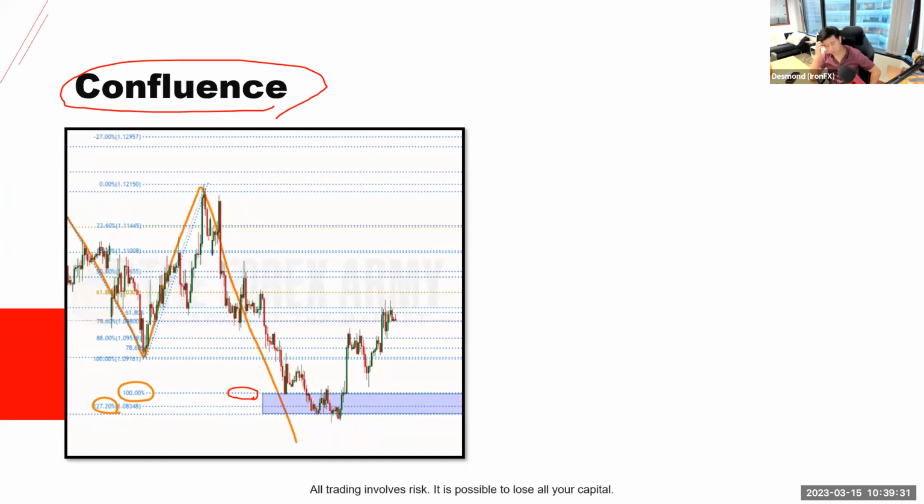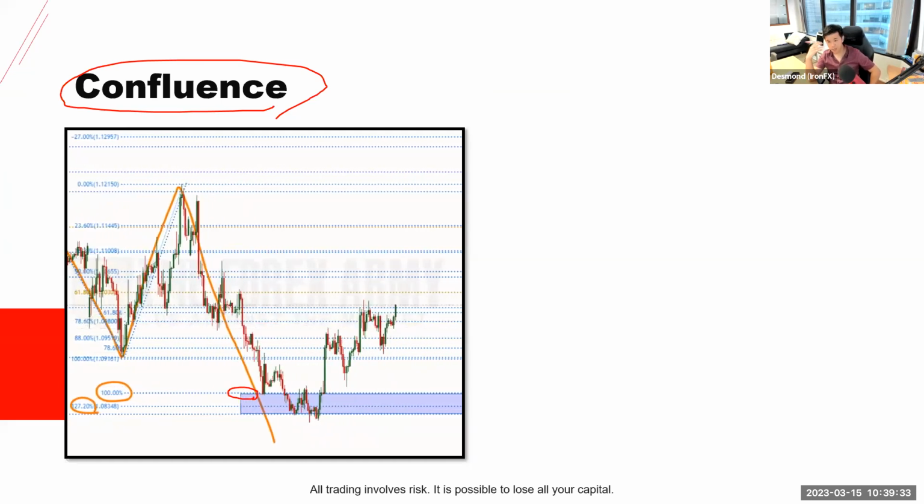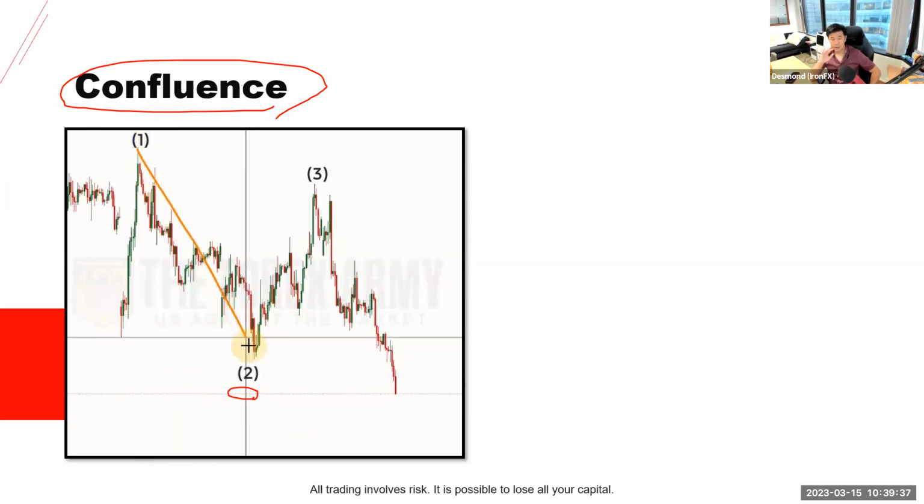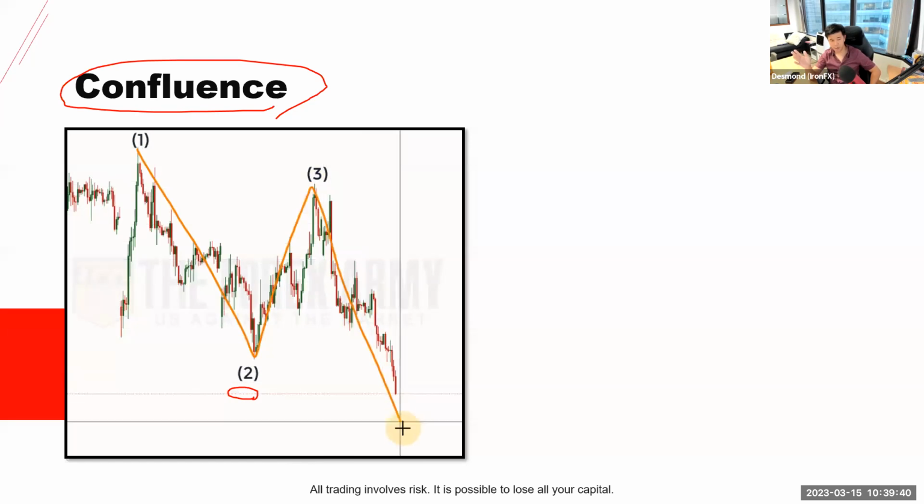If you know how to master Fibonacci well, it will really help you when you're finding confluence, when finding reversal. It's very effective in finding reversals, less effective in finding breakouts.